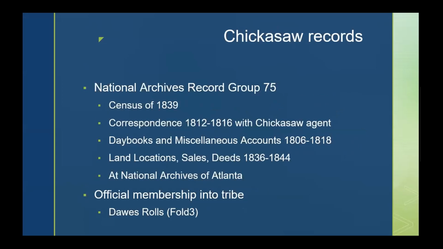Chickasaw, on the other hand, not so much of this has been digitized and put online. So a lot of Chickasaw records are available at the National Archives. This would be the National Archives in Atlanta. And it's in record group 75. There's a census of 1839. There's some correspondence with the Chickasaw Indian agent, their day books and miscellaneous accounts, land locations, sales and deeds. But the Chickasaw that were officially counted were enumerated in the Dawes rolls, and this is also on Fold3.